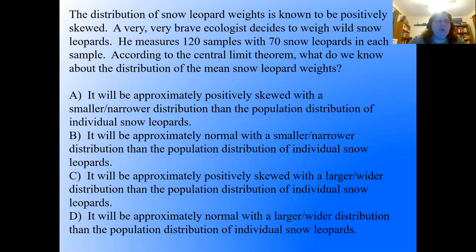Okay, so it's B. It will be approximately normal with a smaller, narrower distribution than the population distribution of individual snow leopards. Okay, so that's what the central limit theorem tells us, right? Even though it was positively skewed, because we had enough samples, we had 120, and our sample size was greater than 30, it was 70 in each sample, then we know it's going to be normal and narrower. Okay, those two kind of go together with the central limit theorem. All right.